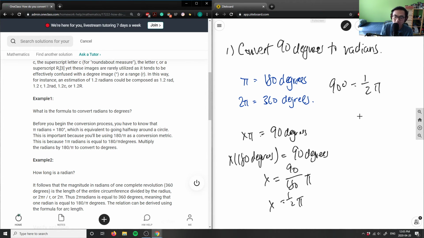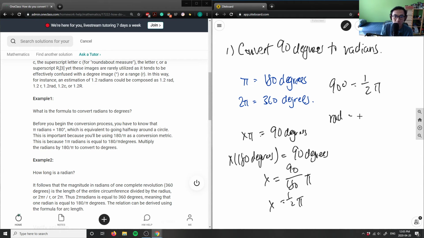So what they did here was: radians equals degrees times pi divided by 180. This here is my degrees, so basically it's saying radians equals 90 pi over 180, which also gives us half pi. So exactly the same thing as what we're doing. It still gives us half pi.